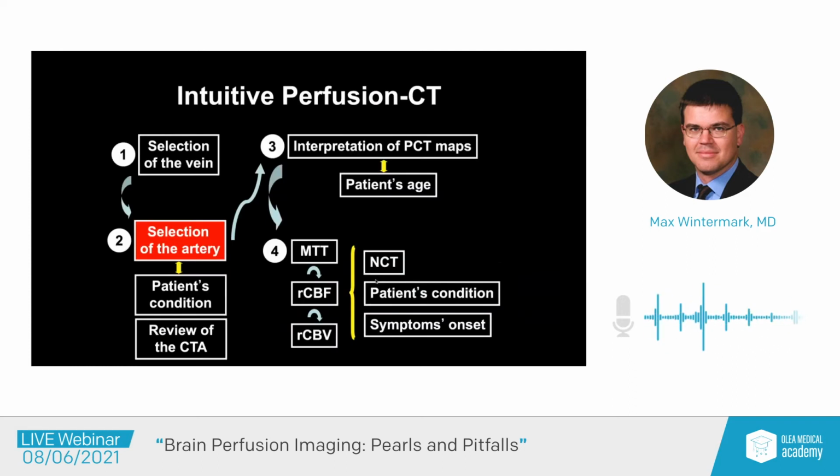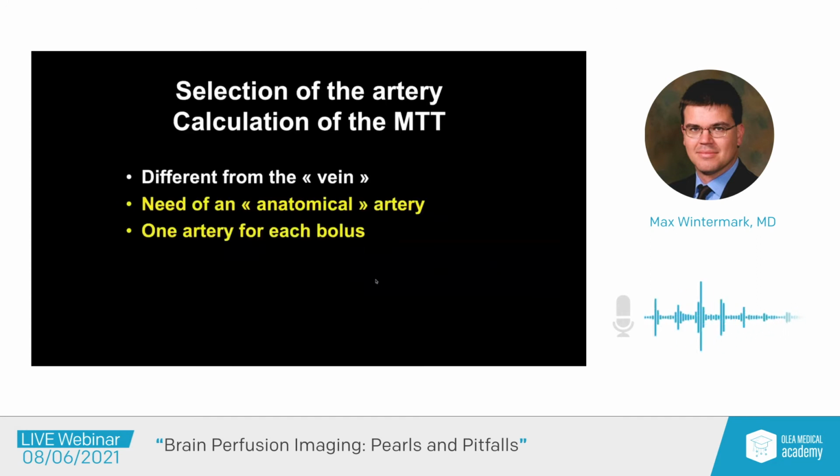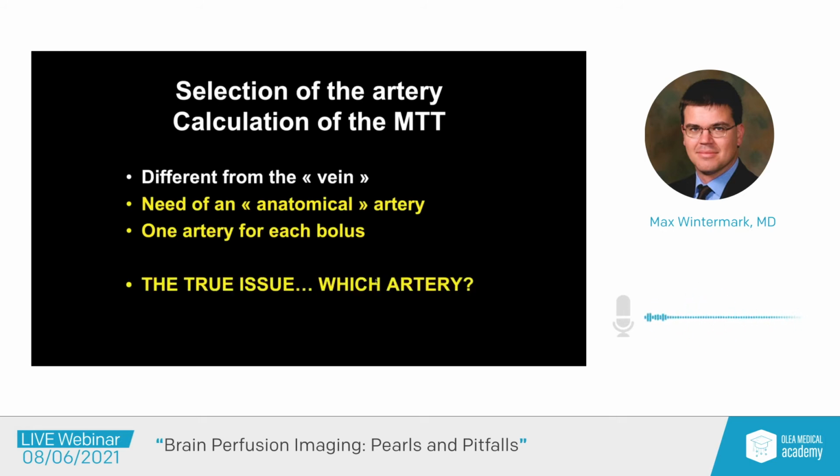All right, now let's turn to the artery. So the artery, the situation is different because this time, again, as I explained to you earlier, the artery is used to calculate the temporal information, so the Tmax, the MTT, and also in turn then the CBF combining the CBV and the temporal information. So for the artery, you need an anatomical artery. And the question often that happens is which artery should you pick?